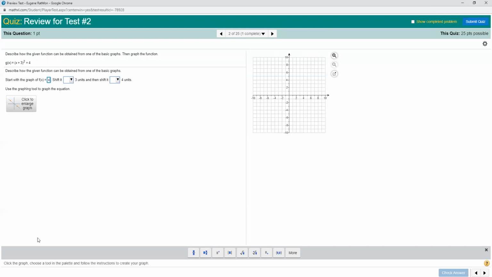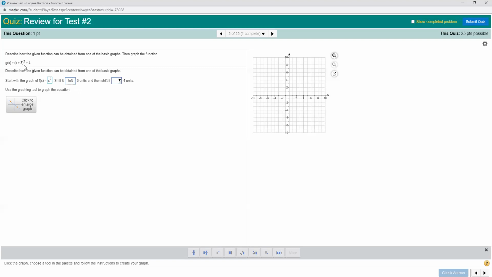So let me move this out of my way. All right, so you got to hit that little, let me get inside the box. Click this for my exponent of 2. Then it said shift it blank 3 units. Well, that 3 is inside the parentheses with the x. So remember, when we add inside parentheses, we move left. When we subtract a number inside parentheses, we move right. So since we're adding 3, we're going to move left those 3 units, and then blank 4 units.